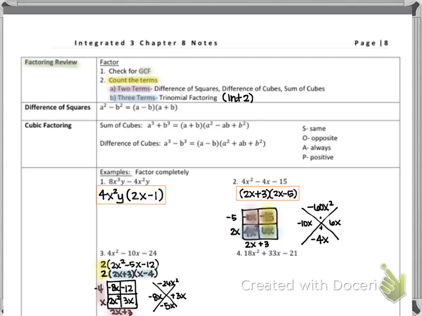If I take a look at the next set of parentheses, x minus 4, the GCF is 1, and there's no exponent on the x. I believe that we are now done. So that is our answer to this problem. Okay, and then 4 is just like what we did with 2 and 3.